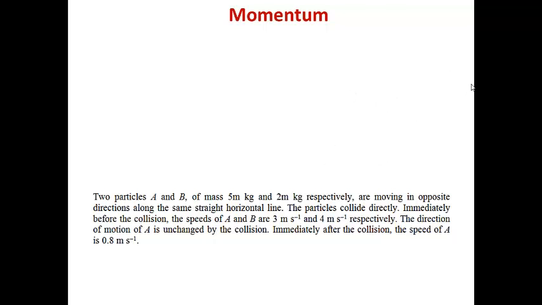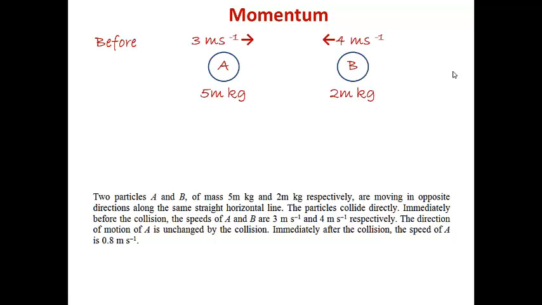We're going to read the question and we're going to create an appropriate diagram. So we have two particles A and B of mass 5m kilograms and 2m kilograms respectively, moving in opposite directions on a straight line. The particles collide directly. Immediately before the collision, the speeds of A and B are 3 and 4 respectively. So here we have a situation described diagrammatically.